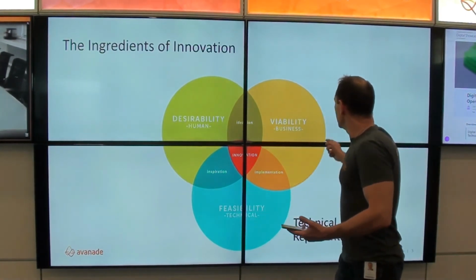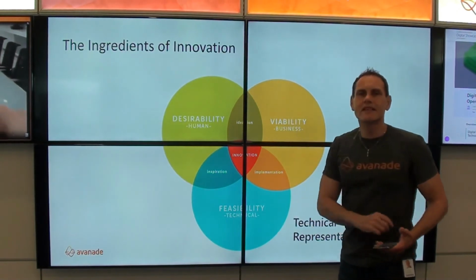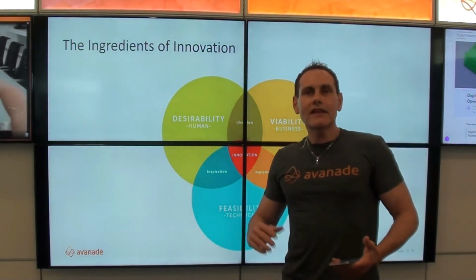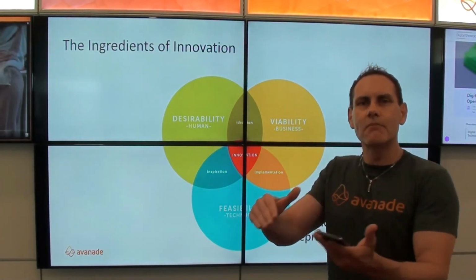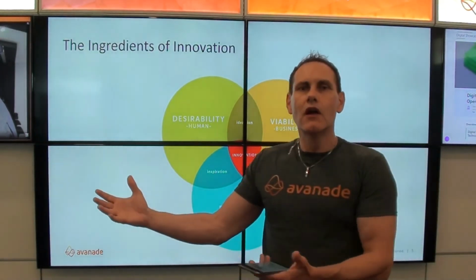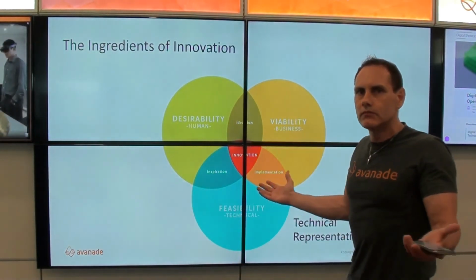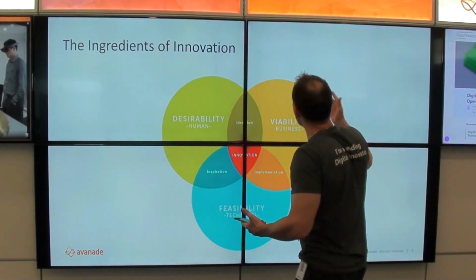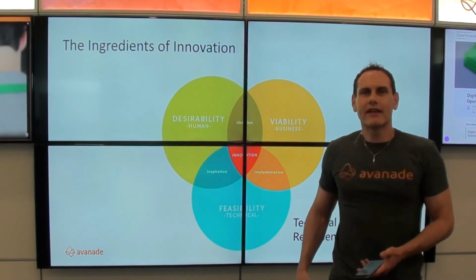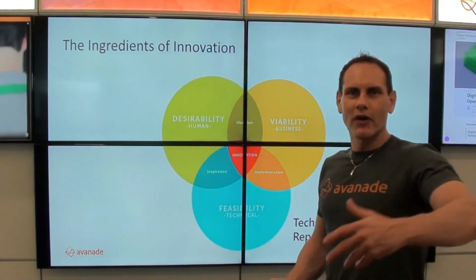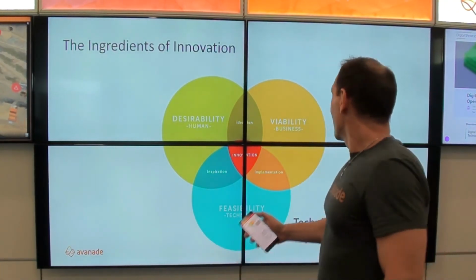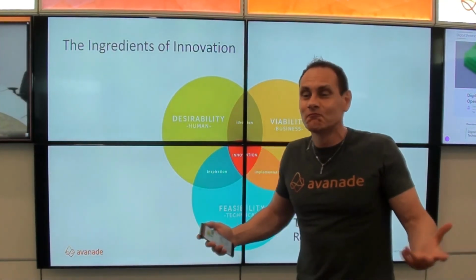Viability, up here, deals with the business aspect. Not can it be done, but actually does it make sense to do it from an economic perspective? For example, it might be fun and feasible to use a robot dog to fetch the newspaper. Is it viable? Probably not.